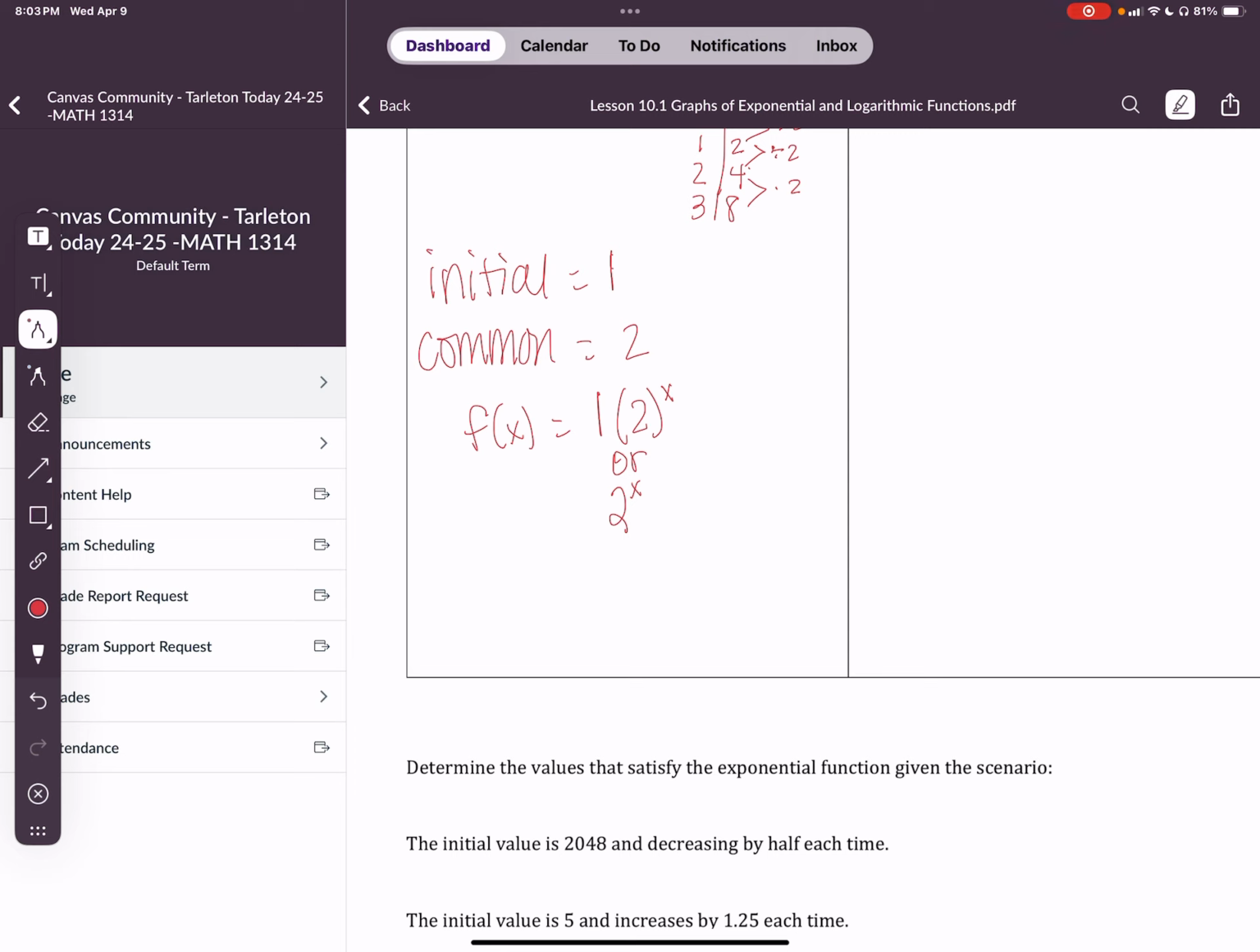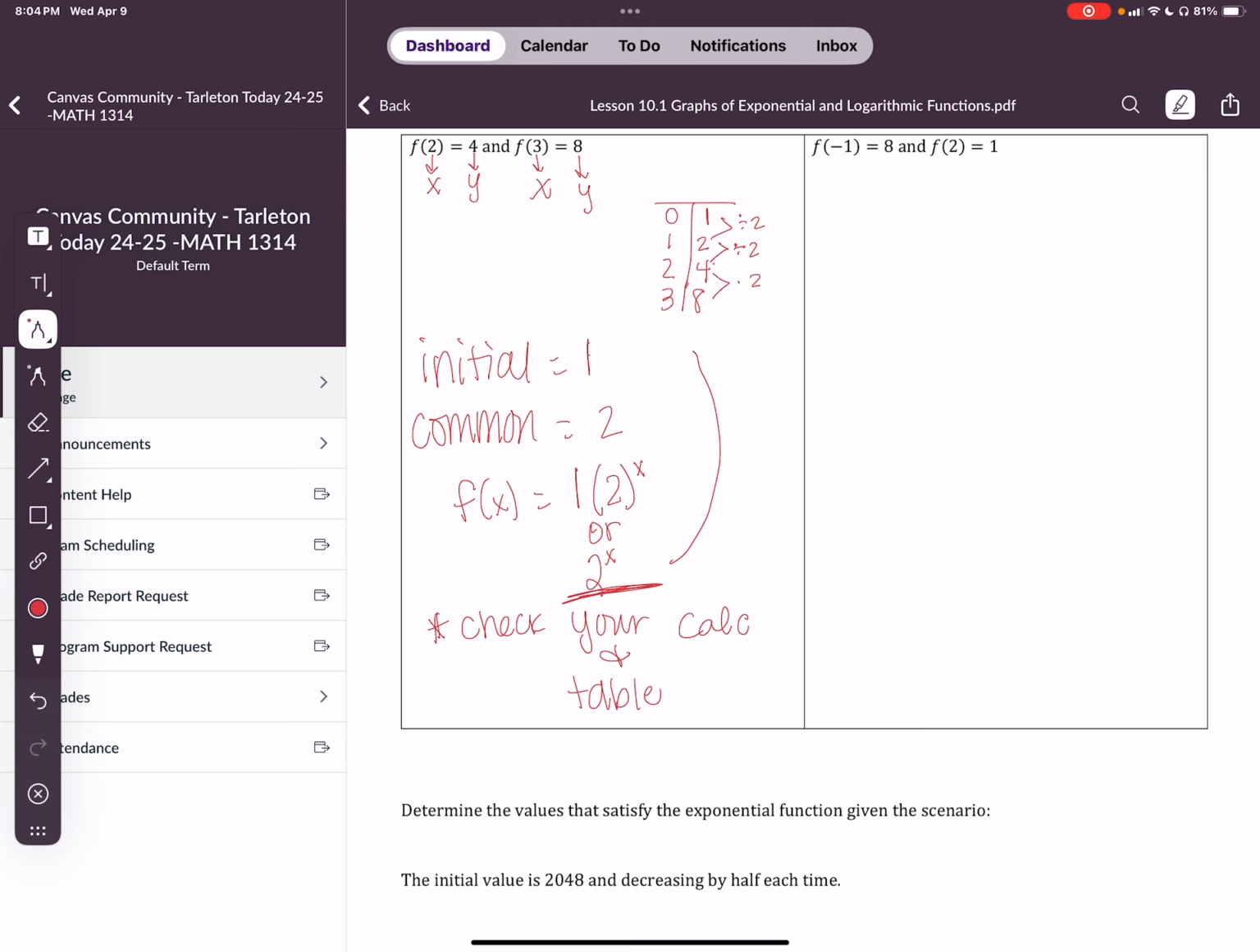So one thing to note, and she does make this note, is that you can check your calculator and table to make sure that you got it correct. Because this equation should give you these values.